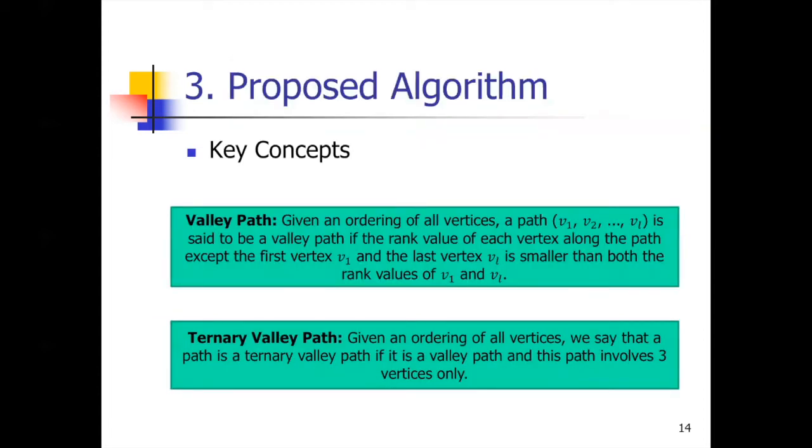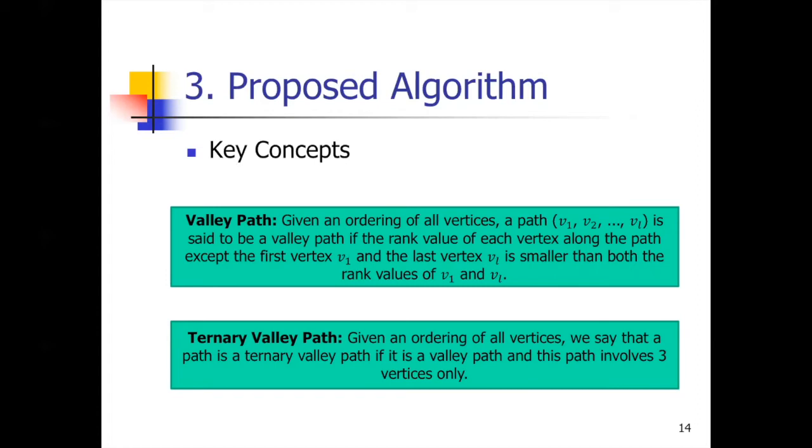Let me present the next two key concepts. The first one is called a valid path. Given an ordering of all vertices, a path is said to be a valid path if the rank value of each vertex along the path except the first vertex and the last vertex is smaller than both the rank value of V1 and VL.